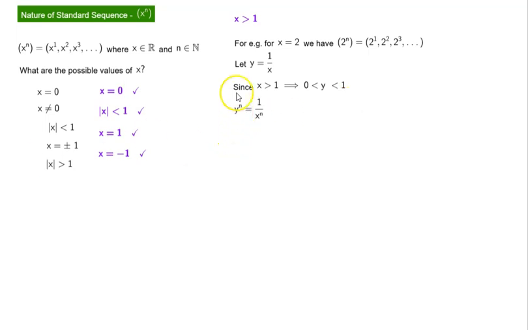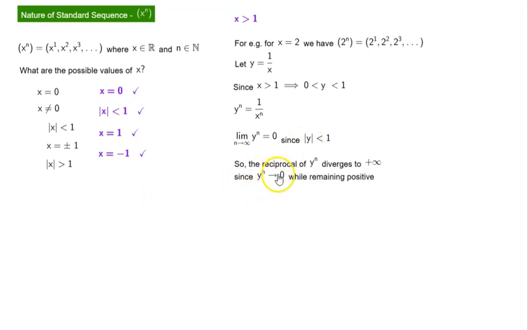And if we take the power n, it becomes y to the power of n is equal to 1 by x to the power of n. So limit as n goes to infinity of y to the power of n is equal to 0, since magnitude of y is less than 1. Now, we have already seen this case. Magnitude of x is less than 1. If that is the case, then the limit is 0. The only thing is, instead of x, we have y.